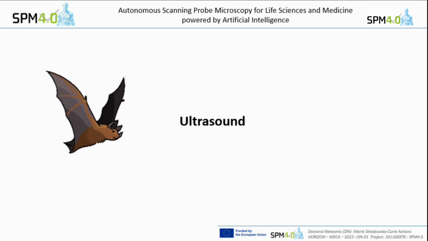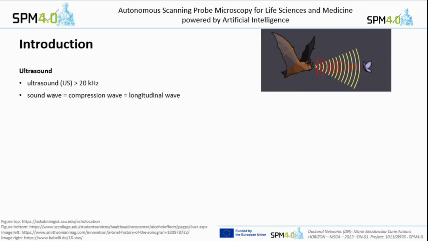First thing is ultrasound, and just to have a smooth introduction. For definition, ultrasound is everything above 20 kilohertz. This is beyond our range of hearing; we can't really hear beyond 20 kilohertz. In the general context of this lecture, different terms like sound waves, compression waves, and longitudinal waves all mean the same. They just come from different directions.